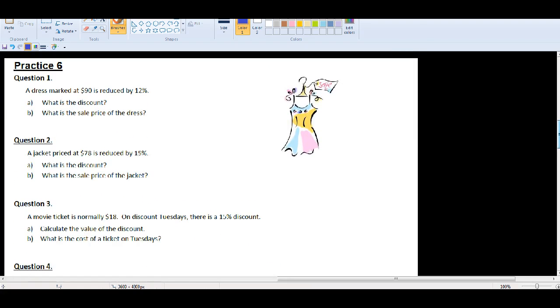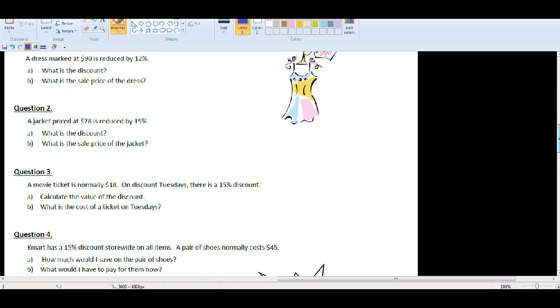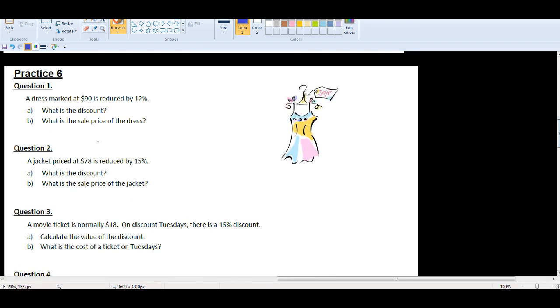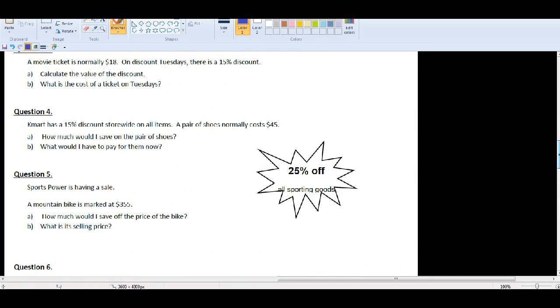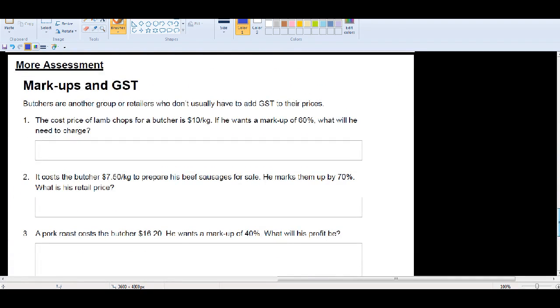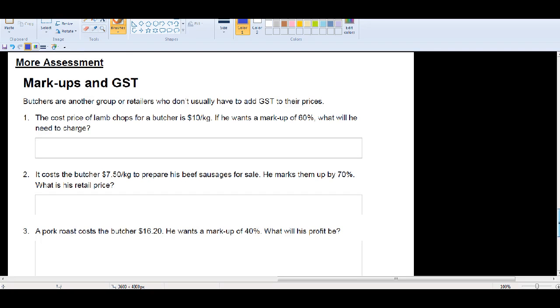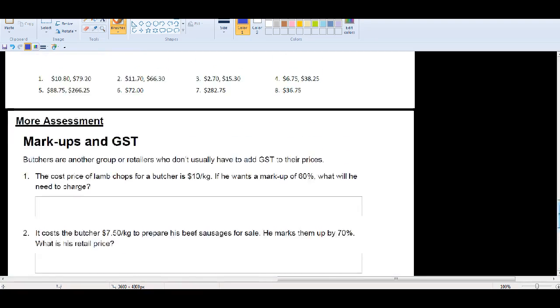So for you guys, that's practice 6. There are lots of questions about discount and the sales price, and the sale price here is just the retail price. Remember that. And I also have more assessment. The exercise here is to combine all the knowledge you have learned in markup, discounts, cost price, etc. For this assessment, possibly you will have a go.